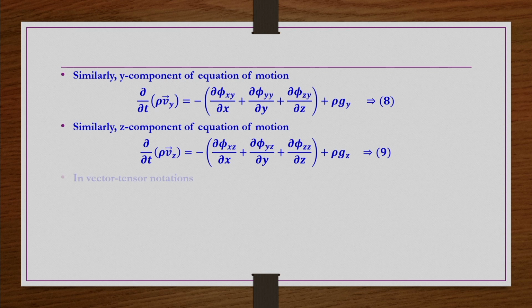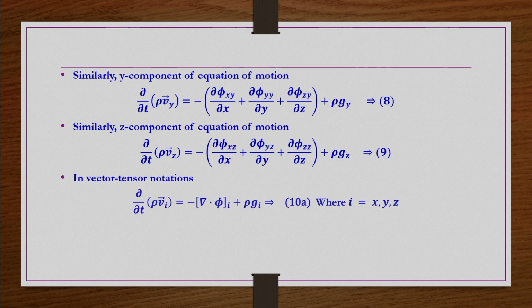So, in vector tensor notation, you can write this equation as dou by dou t of rho Vi is equal to minus of del dot phi i plus rho gi, where i can be x, y, or z. So, it is not one equation, it is a representation of 3 equations. If i is equal to x, it gives one equation, that is equation number 7. If i is equal to y, you get equation number 8. If i is equal to z, you get equation number 9.